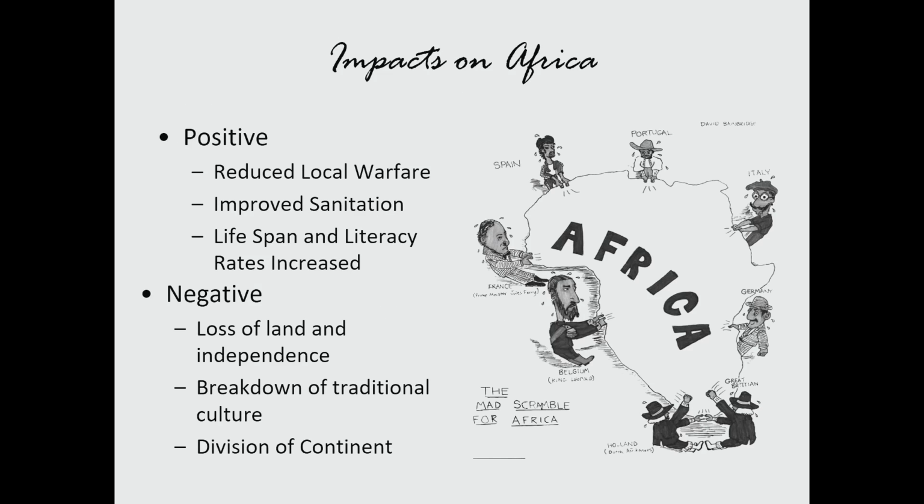Impacts of imperialization on Africa. Number one, you have positive impacts, whether you have reduced local warfare, improved sanitation, the lifespan of Africans increased, the literacy rates increased because they're allowed to go back to Europe to become educated. So there are positive impacts. The negative impacts, you have a loss of land and independence, a breakdown of traditional culture, and division of the continent. So these people are not allowed to rule themselves and dictate what it is that they want to do as they've been doing for hundreds of years, as we spoke about in class.